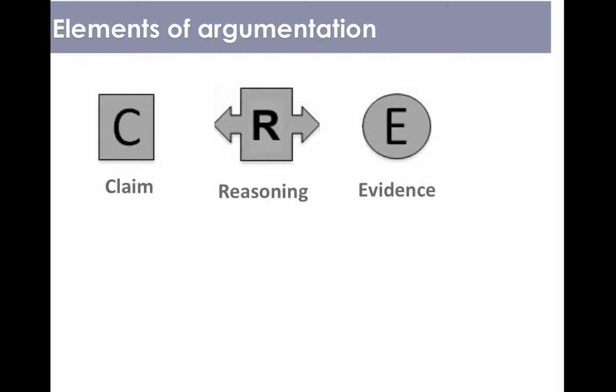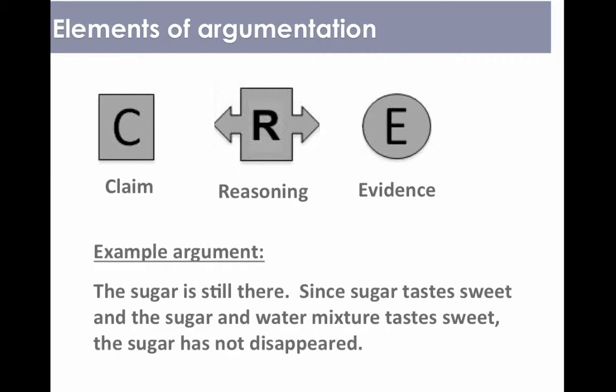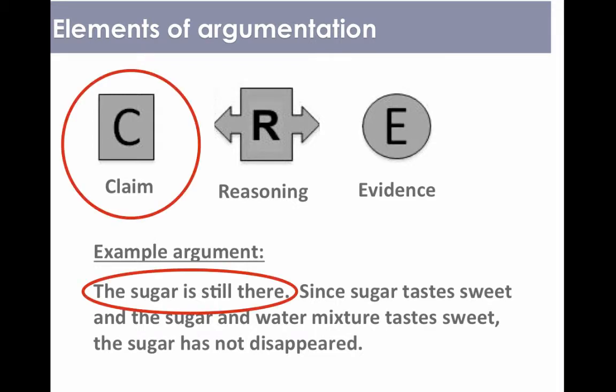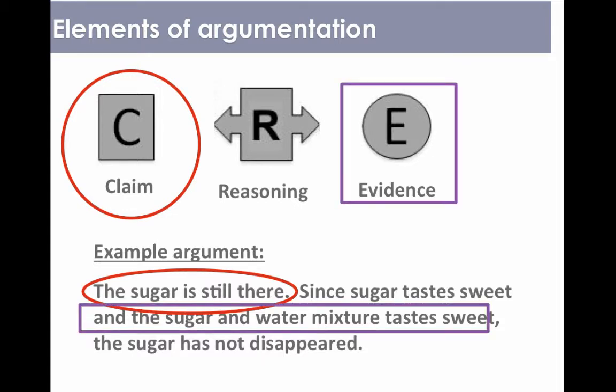For example, if we consider sugar being mixed into water, an argument might be, the sugar is still there. Since sugar tastes sweet and the sugar and water mixture tastes sweet, the sugar has not disappeared. The claim is the sugar is still there. The evidence is the sugar and water mixture tastes sweet, and the reasoning is the remainder of the argument.